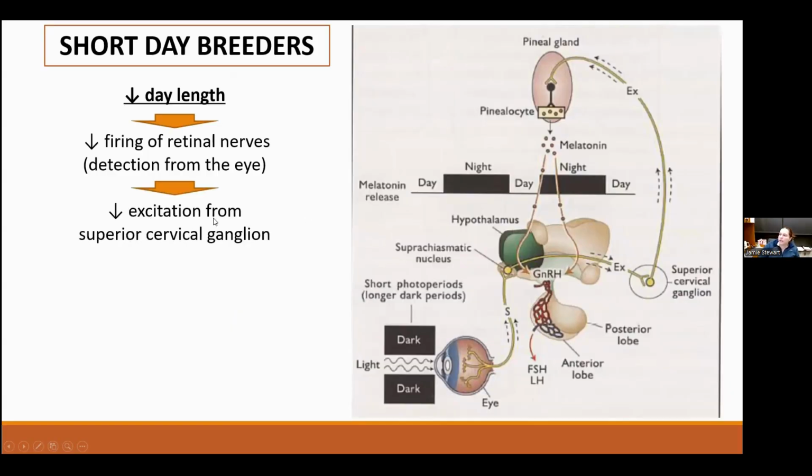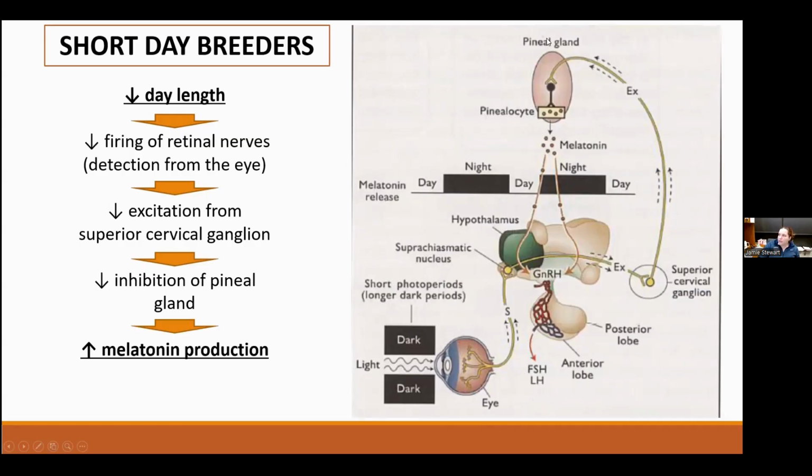And it's going to decrease excitation from the superior cervical ganglion. So that's your SCG over here. And then that's going to decrease inhibition of that pineal gland. And decreasing the inhibition of it means that we're going to increase melatonin. So all of that to say is when you have decreased day length, you have increased melatonin. That should not surprise anyone because we take melatonin to help us sleep at night. So, you know, the more night there is, the more melatonin is being produced.